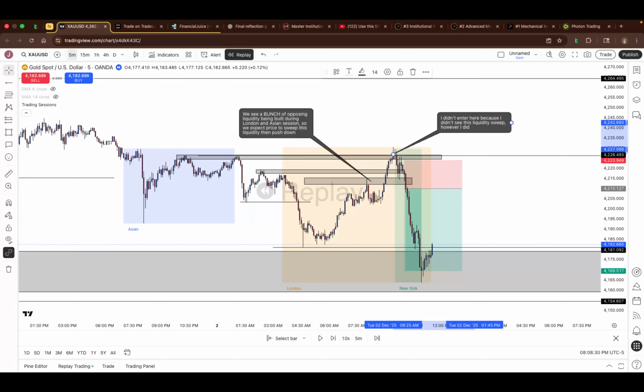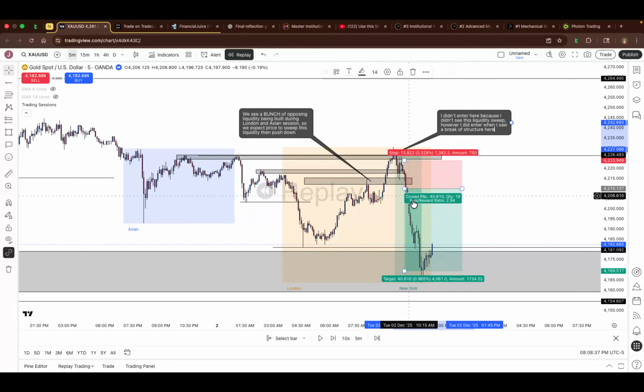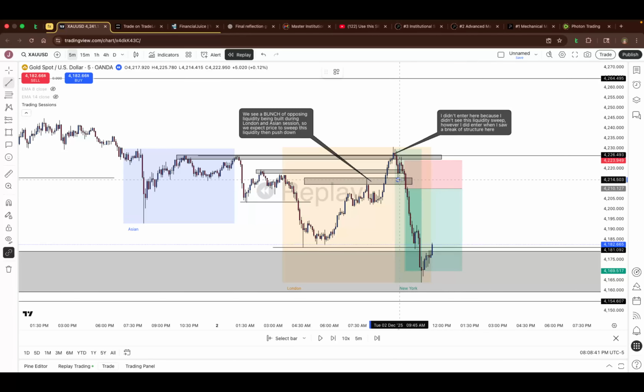However, I did enter when I saw a bigger structure here. This stop loss was kind of in the middle of nowhere.